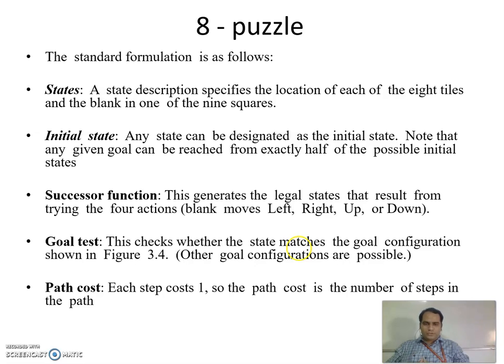Out of the possible states, the successor function gives legal states that result from trying 4 actions: moving left, moving right, moving up or moving down. The goal test can again be anything. I may have 1, 2, 3, 4, 5, 6, 7, 8, or I may have 8, 7, 6, 5, 4, 3, 2, 1, something like this. Other goal formations are also possible. Each step movement I will take as 1 cost, step cost as 1.